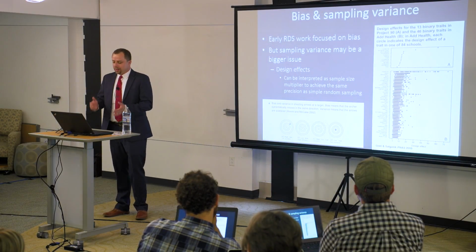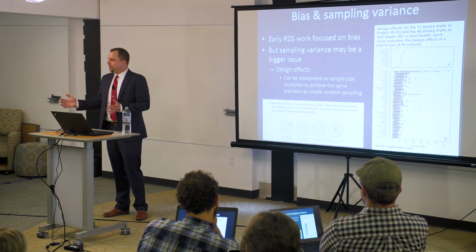which in practical terms means that if you have an RDS study of 1,000 people, that's the statistical equivalent of having a simple random sample of 200 people. And so you really need to take that into account, especially when you have an RDS study of, say, 100 people, and then you're looking at a simple random sample of 20 people. These are huge multipliers and limitations that need to be taken into consideration.